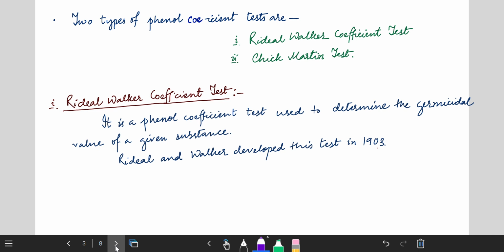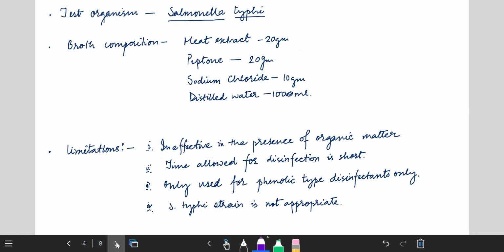The RW test is used to determine the germicidal value, or to measure the bactericidal activity, of the disinfecting agent. Rideal and Walker developed this test in 1903, and later this test was modified. The test organism used is Salmonella typhi. The broth composition is meat extract 20 gram, peptone 20 gram, sodium chloride 10 gram, and distilled water 1000 ml.